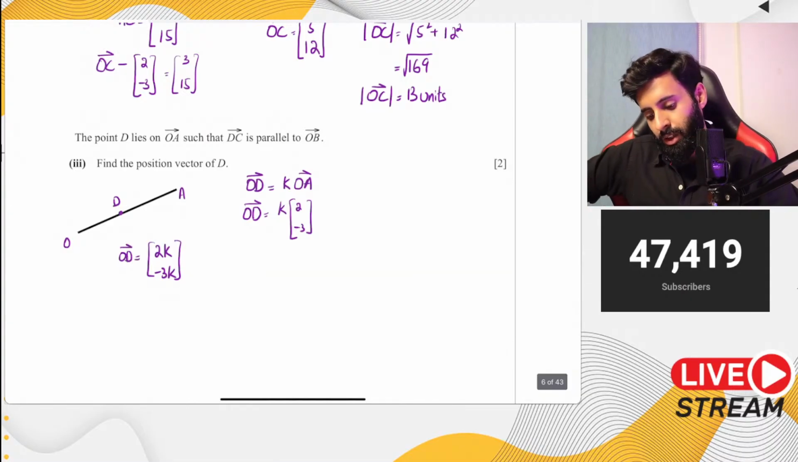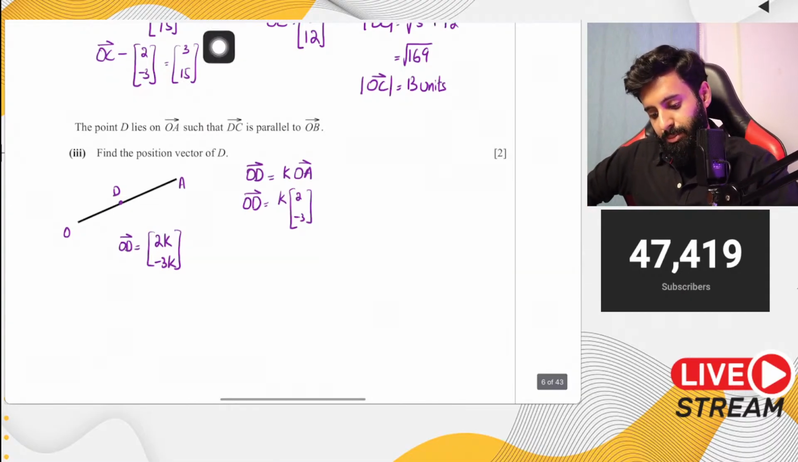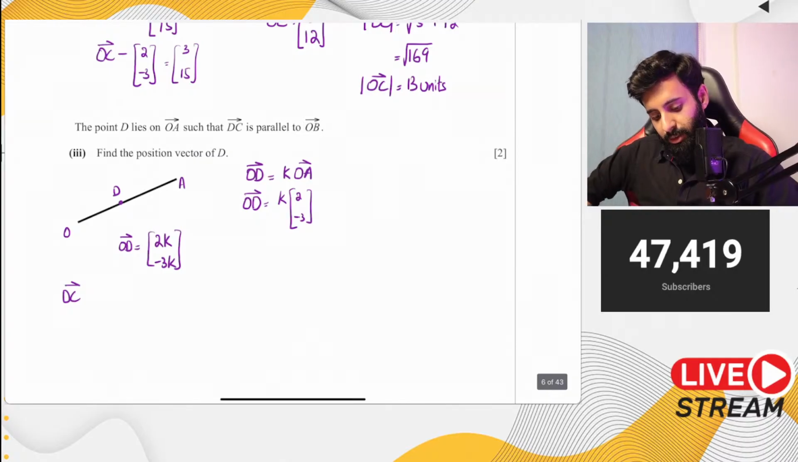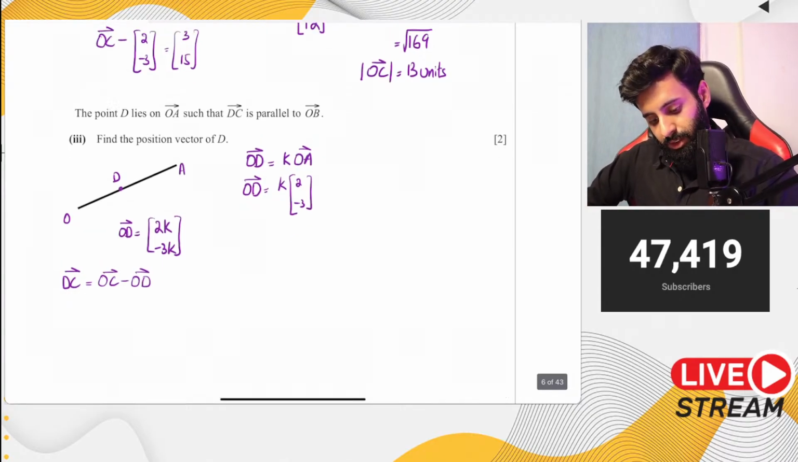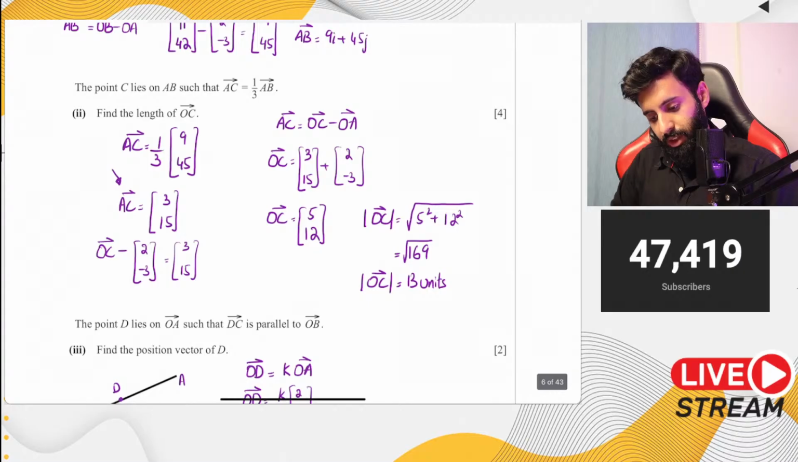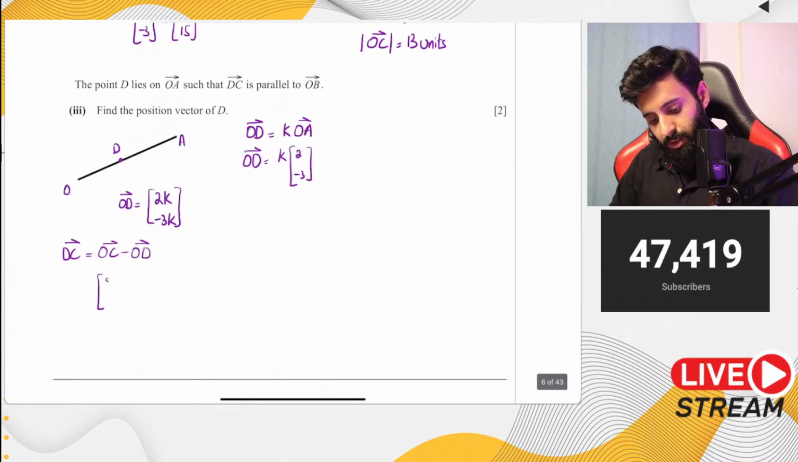Now, another thing that we know is that DC is parallel to OB. So let's find DC. How can I find DC? DC can be found by simply doing OC minus OD. Now we have OC. What's OC? OC is 3 and no, wait a minute, OC is 5 and 12. From it, let's subtract OD, which means 2K and minus 3K. So this is vector DC. Let's write this down. DC is equal to 5 minus 2K and 12 plus 3K.